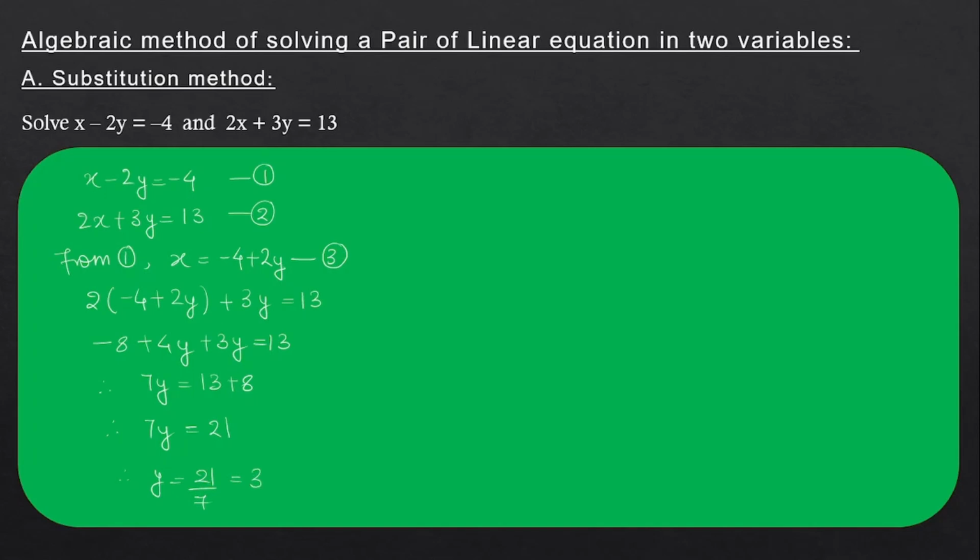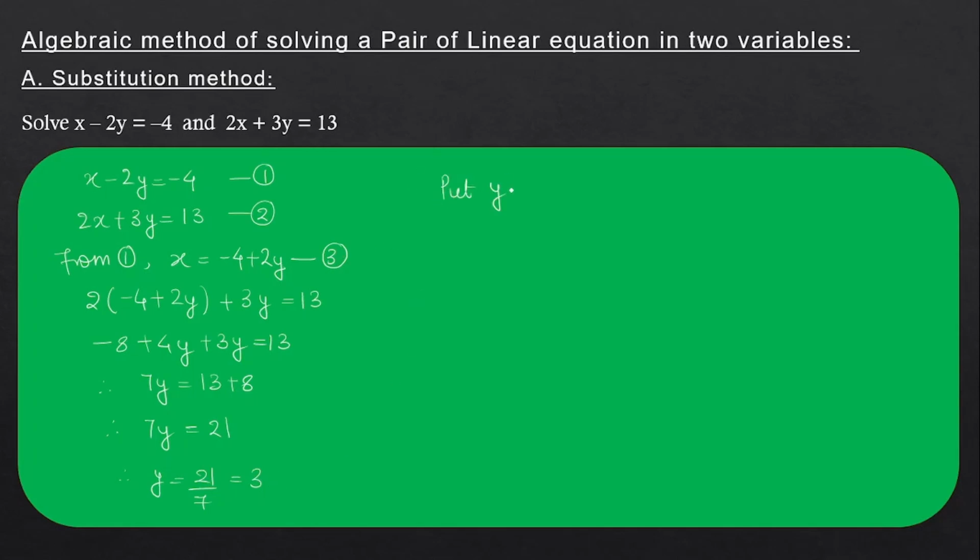So this method, wherein we write one variable in terms of another variable from one equation and substitute the obtained value in the other equation, is your substitution method. Now here we have only found the value of y. How will we find the value of x? In any of the three equations we can substitute the value of y to get x. The simplest is to substitute it in equation 3.